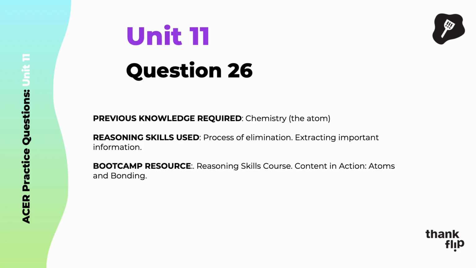For this question, you need to know the basics about the atom, so mass number, atomic number, and it's helpful to know the basic elements on the periodic table as well, just the basic ones that are used often. For example, hydrogen, you should know the atomic number is 1. You can find this in content in action, atoms, and bonding. And then you're also using the process of elimination here, as well as extracting the important information. That's something you can find in the reasoning skills course.